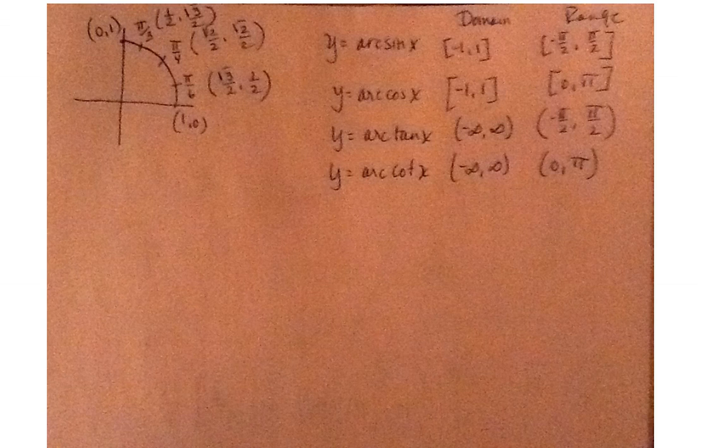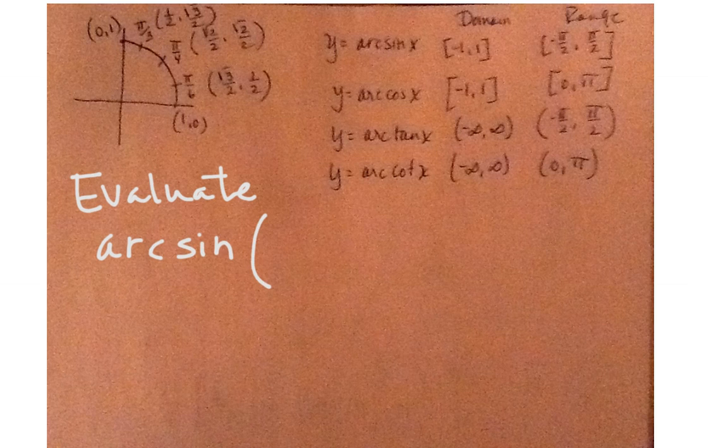all it's going to say. No calculator, and it'll just say evaluate the inverse trig function. And so you might see something like this: arc sine of negative square root of 2 over 2.